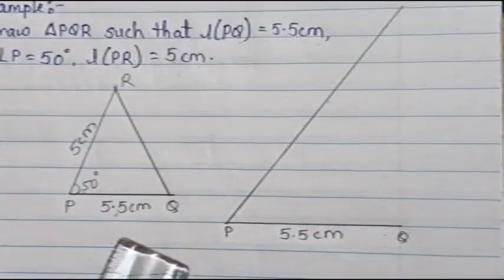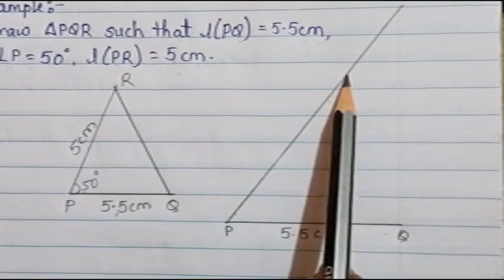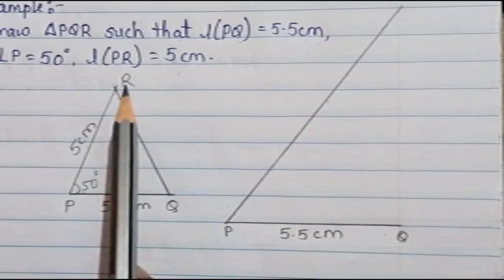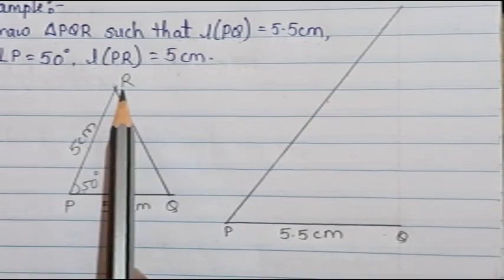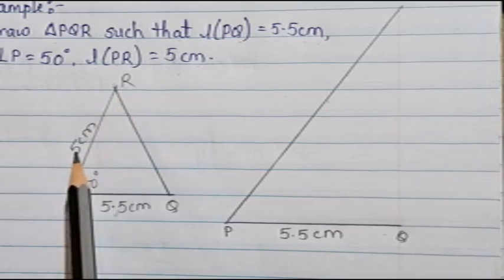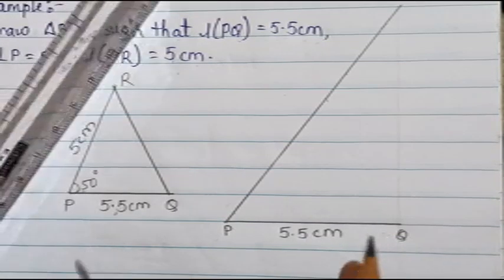I have drawn a line, but I can't extend it endlessly. You have to cut the line somewhere, because you don't know how far to extend it. You have to get the point R. So how many centimeters is given on this side? 5 centimeters. Now with the help of a divider you will cut the line to get R. First I will show you here.